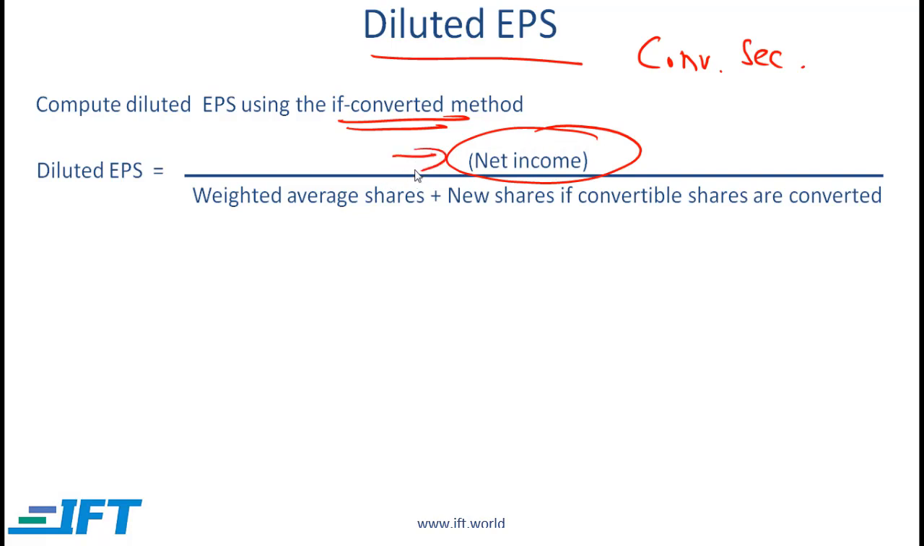So we need to compute that net income. And then in the denominator, there would be an increase in the number of common shares outstanding because of the conversion, and that also needs to be accounted for. So let's look at a few examples now where we will compute the diluted EPS.